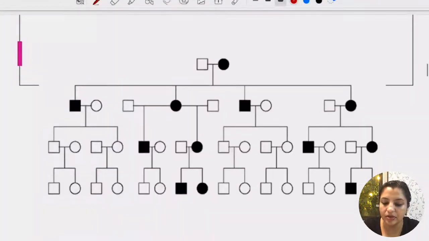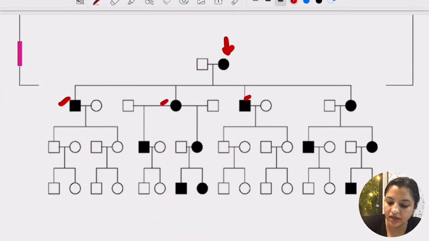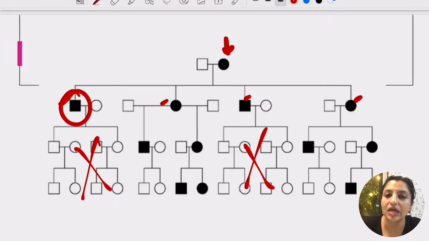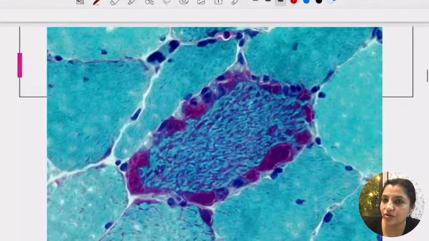Apart from that, you have to remember that a pedigree of mitochondrial myopathy should always be known. Whenever a mother is affected, all the children are affected. Whenever the father is affected, none of the children are affected. That's very characteristic of mitochondrial myopathy. And they can give you an image-based question also on this.